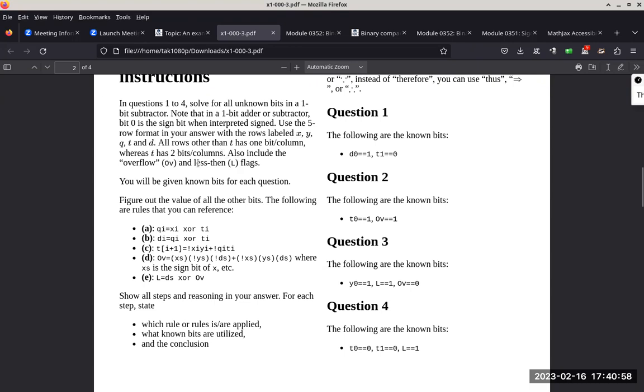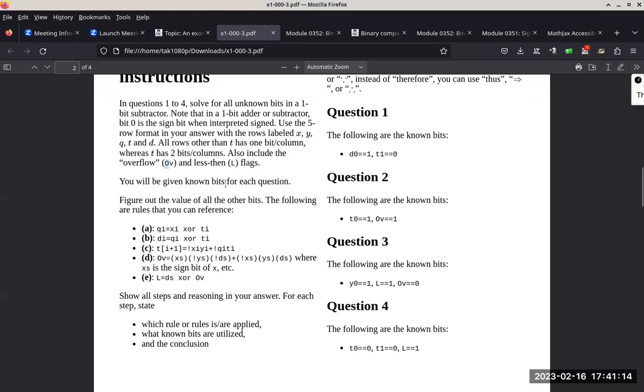Also include the overflow, OV, because I don't want it to be too confusing. If it's just O, it looks like a 0. So OV makes it a little bit more distinct. And then the L flag is uppercase L, which also makes it more distinct compared to 1.